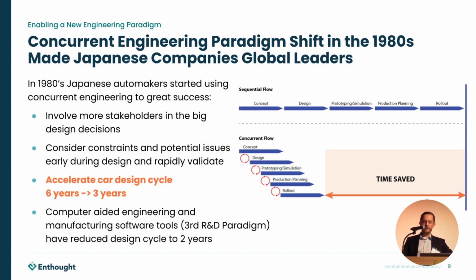To understand where we are headed, we must first look back at the last major engineering paradigm shift. In the 1980s, complex product engineering experienced a major shift from a sequential engineering approach to a concurrent engineering approach. This paradigm shift was led by Japanese automakers and also adopted by electronics companies as well. And it's one of the big reasons for Japanese global economic success starting in the 1980s.